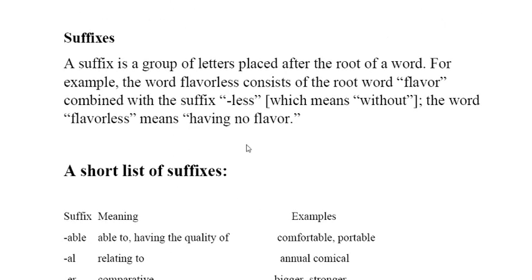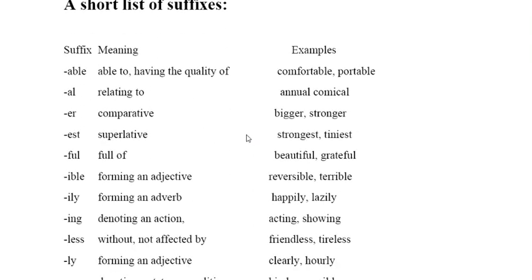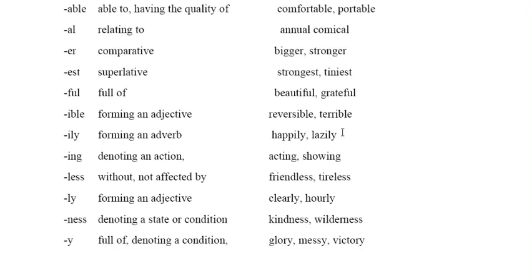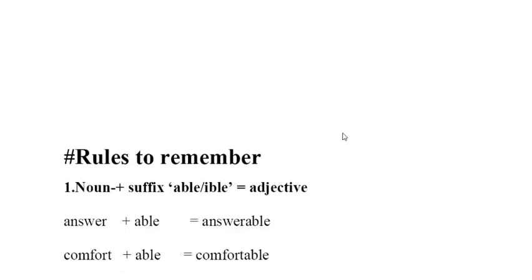And suffix that we learned is a group of letters that is placed after the root of a word. In both cases, suffix and prefix, they change the meaning of the root word. Here we see the list of suffixes like able, al, er, full, ible, ily, ing, est, ly, this much. And we see the examples here like comfortable, portable, annual, strongest, grateful, reversible, happily, lazily, wilderness, glory, victory, this much.